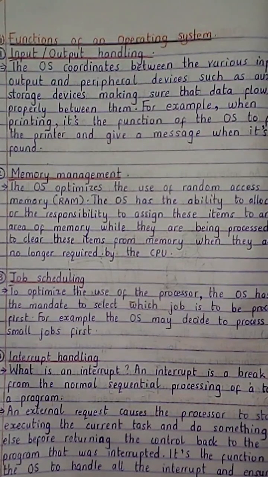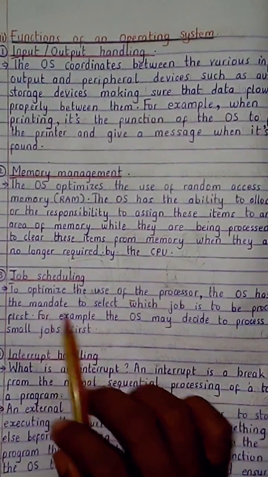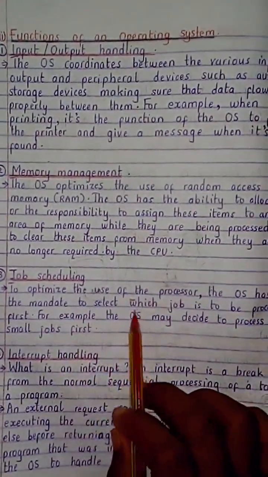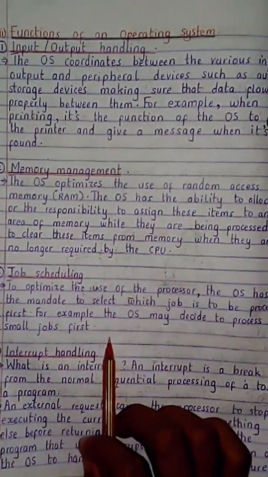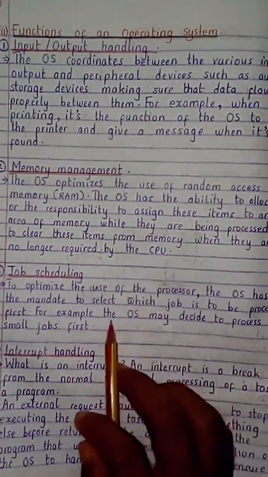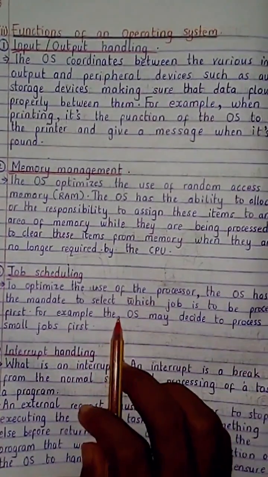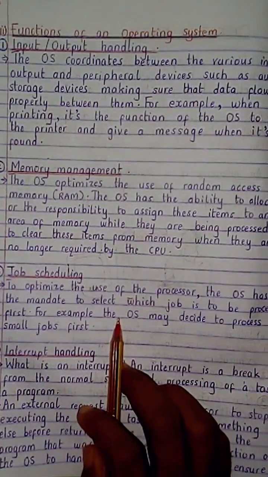So number 3, we'll look at job scheduling. In job scheduling, to optimize the use of the processor, the operating system has the mandate to select which job is to be processed first. For example, the operating system may decide to process the small jobs first, and there is no problem, because the small jobs will be processed and the bigger jobs will follow.